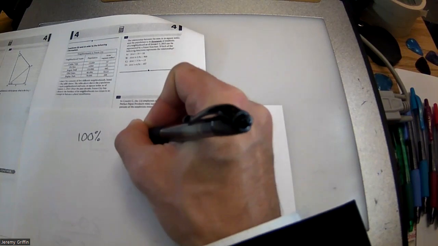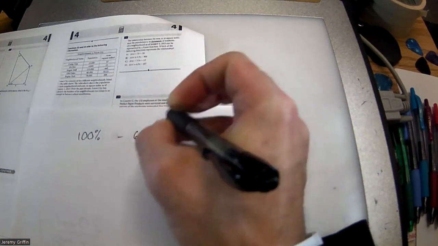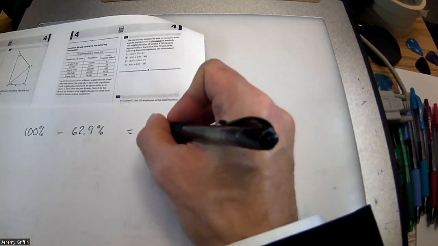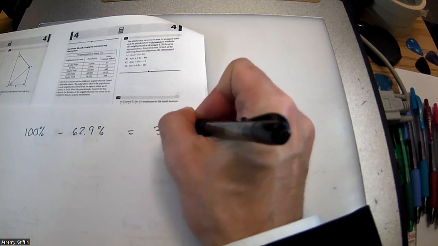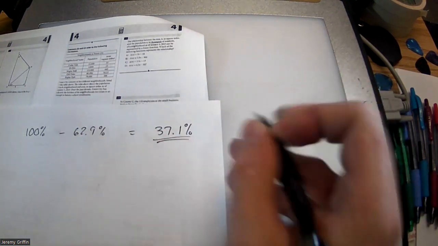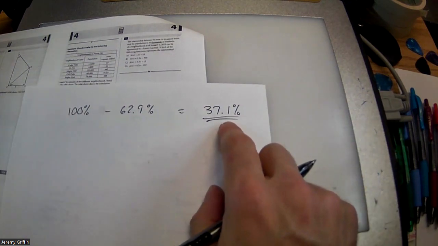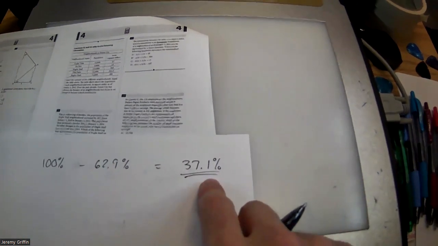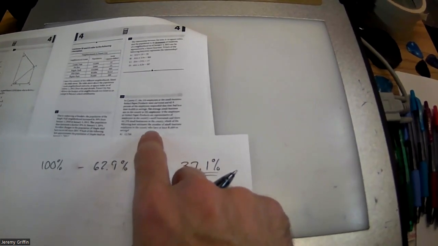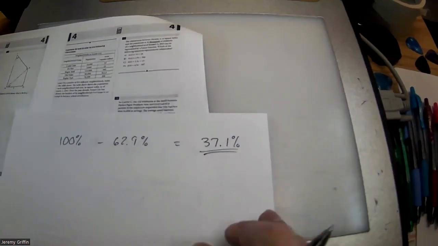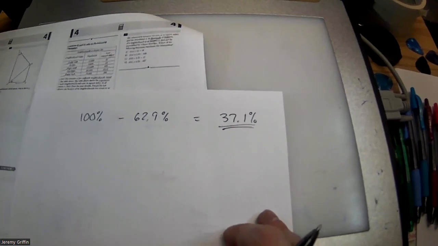Instead, I'm gonna write this down on paper because why not? What's 100% minus 62.9%? I think that's 37.1%. Is that right? Okay, so that's the percent of people who have $1,000 or more in savings. And we're trying to figure out the number of people in the county who have this.